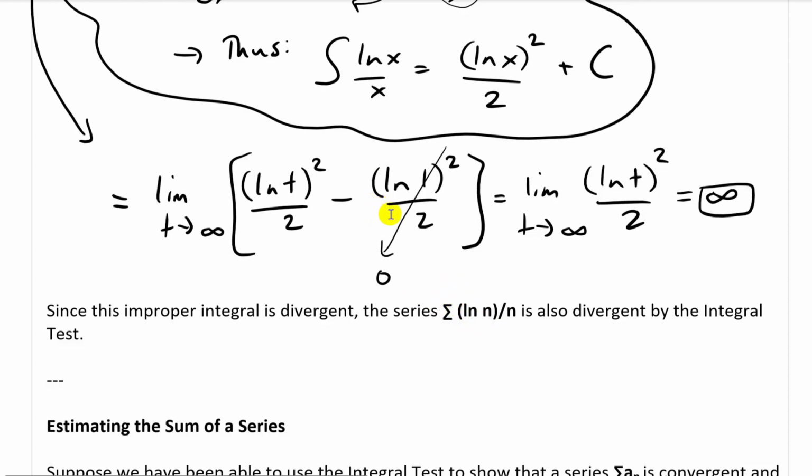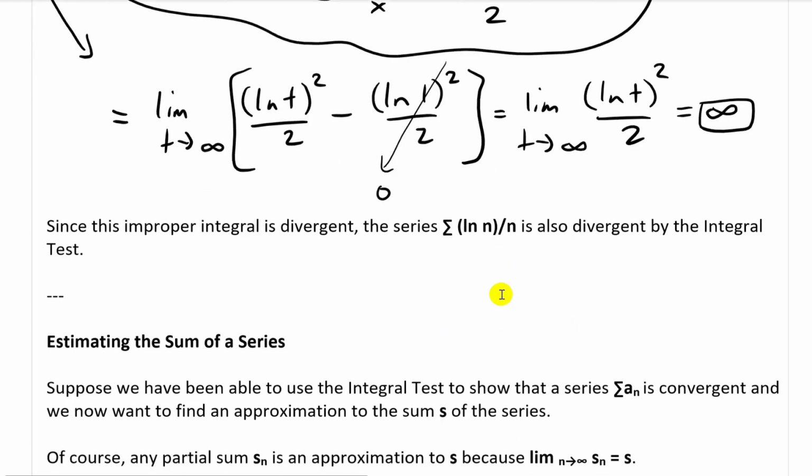You just have to check that it's decreasing, positive, and continuous. Then you check if the integral diverges. If it does, then the series itself, the summation of ln n over n from n equals 1 to infinity, is also divergent by the integral test. And if it's otherwise, if it's convergent, then the series will be convergent as well. So this improper integral, if it was the reverse, it would have been convergent as well here.